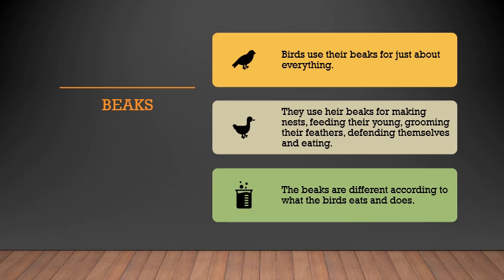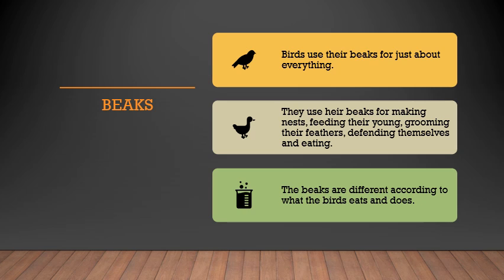The beaks are different according to what the bird eats and does. Mainly depending on what they eat, their beaks are modified. All the birds' beaks are not similar, or the same. Their purpose is the same, but what they eat is different, so their beaks also look different.